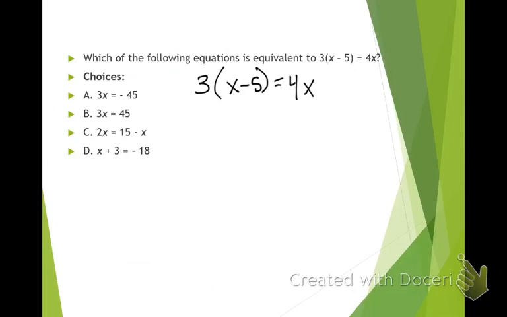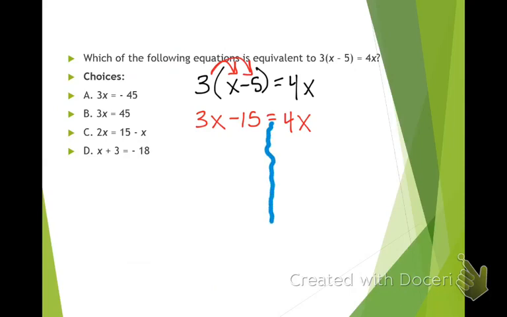So the first thing I want to do is get rid of those parentheses by distributing this 3, the distributive property. 3 times x is 3x. 3 times negative 5 is negative 15. And that equals 4x. Now again, I have variables on both sides of the equation, so I want to draw my little river. There you go, that one even looks like a river.